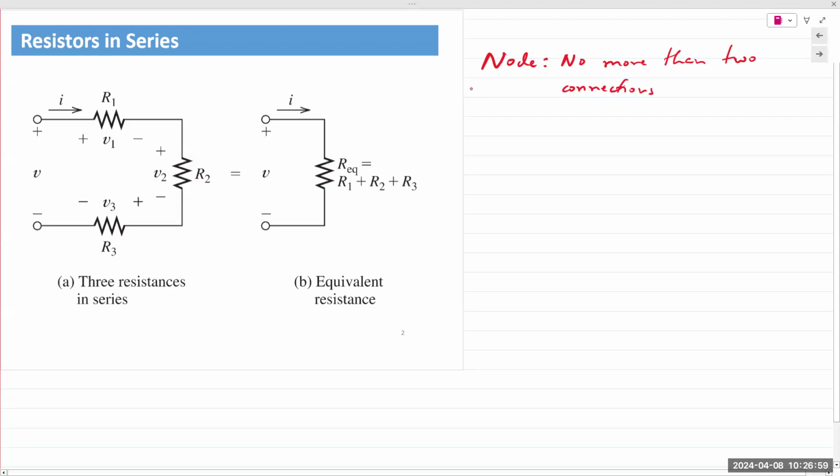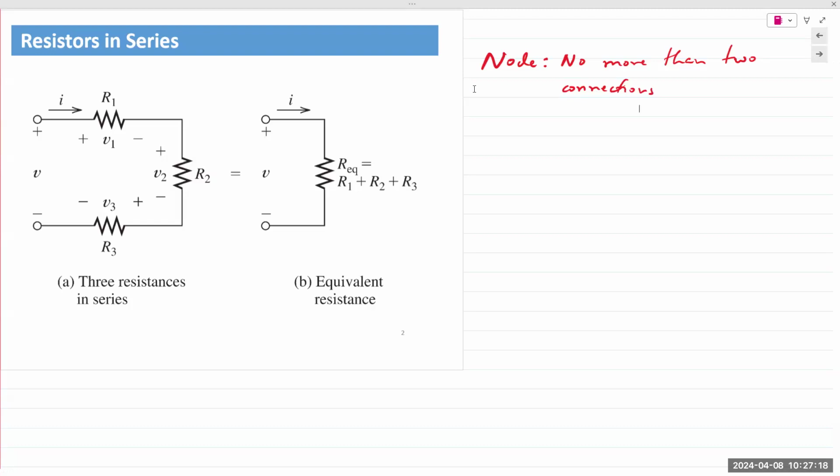So for two components to be in series, they have to be connected at a single node, and that node cannot have more than two connections. If there are more than two connections, then they are no longer in series. Okay, that's the first identifying mark.